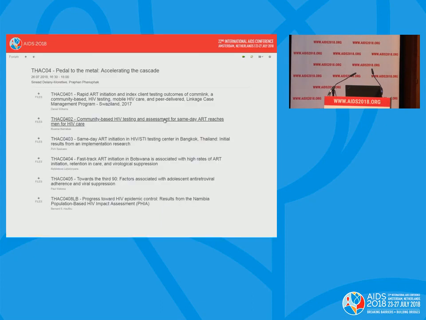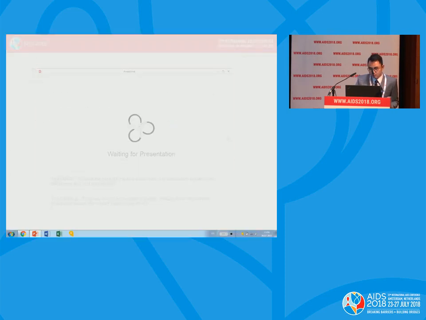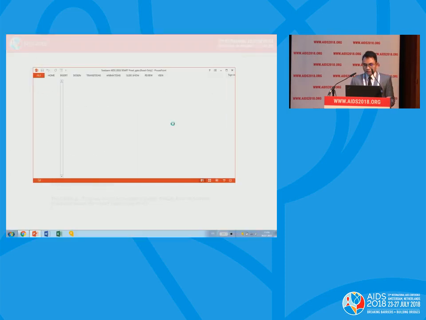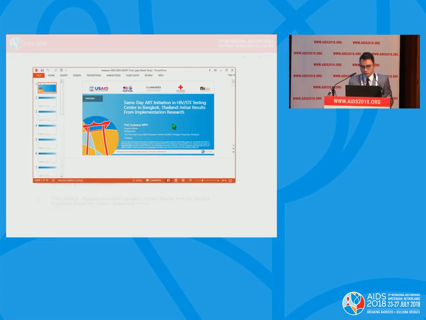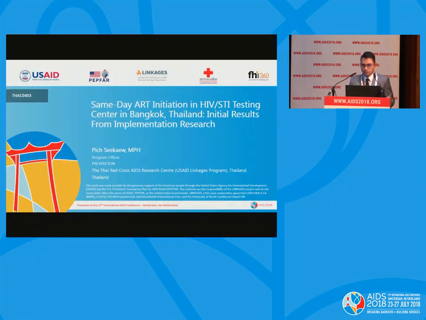Okay, well, now I'll move on to the third presentation of the session. Dr. Pitch Sikal is a program officer at the Thai Red Cross AIDS Research Center in Bangkok, Thailand, and his presentation is entitled Same-Day ART Initiation in HIV STI Testing Center in Bangkok, Thailand, Initial Results from Implementation Research.